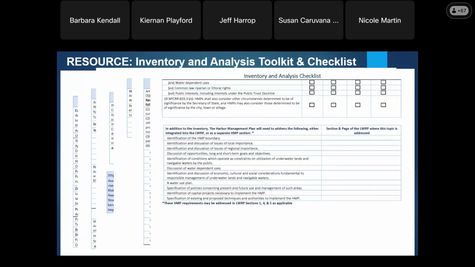So it's the final page of the checklist. It just continues again. There's some additional things about the Harbor Management Plan.